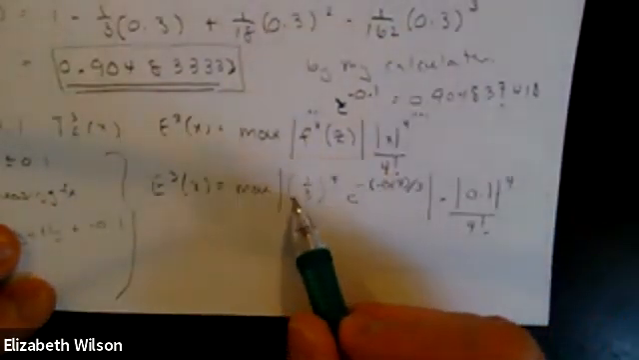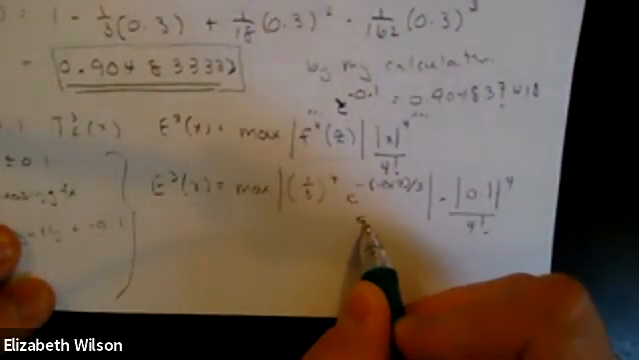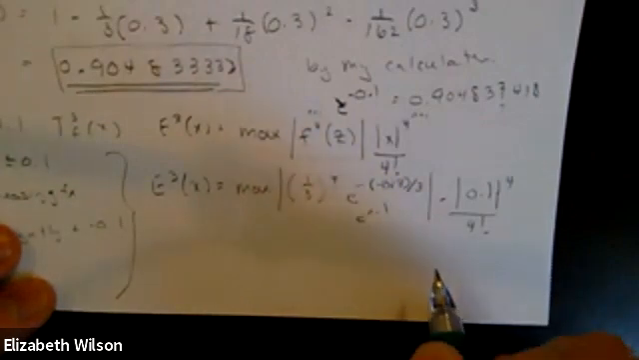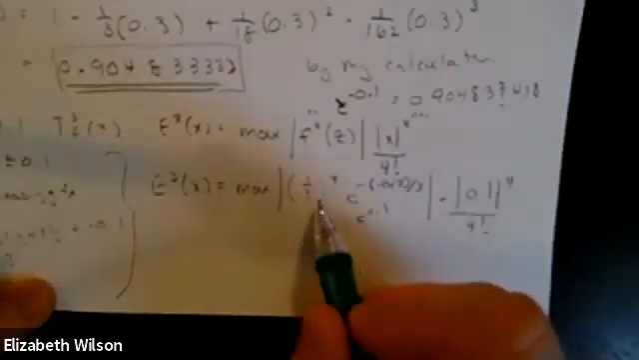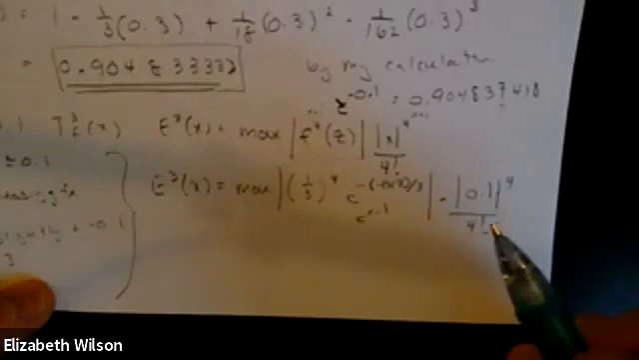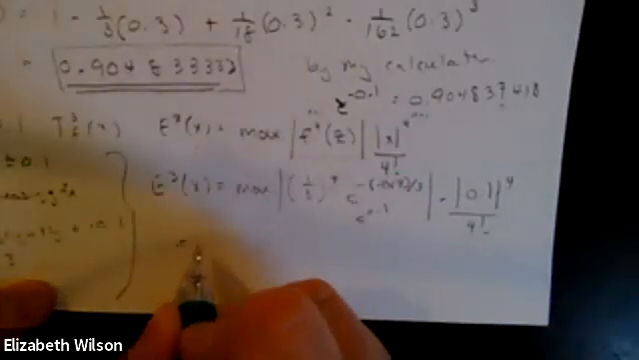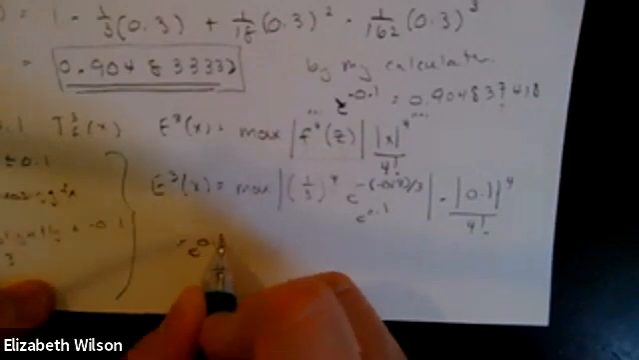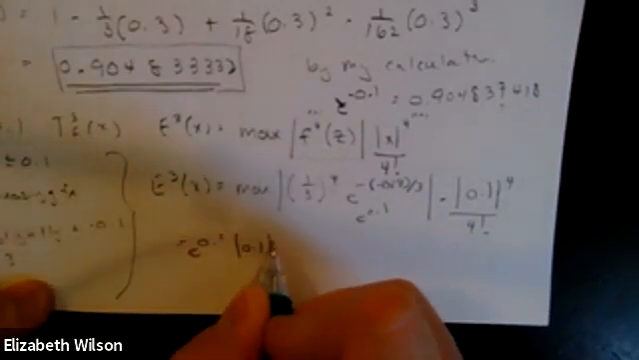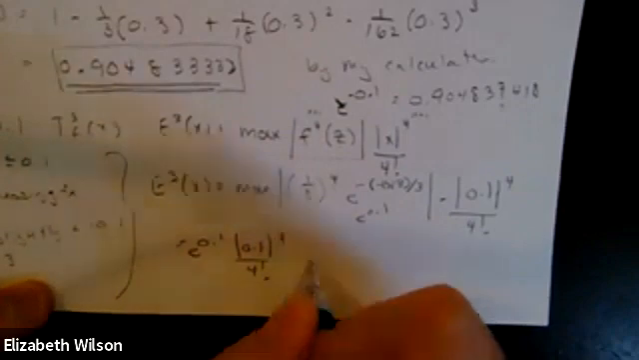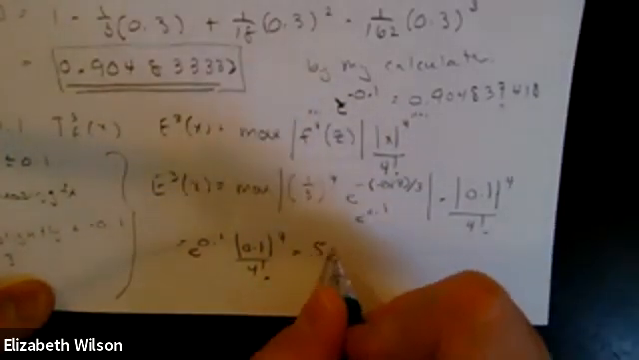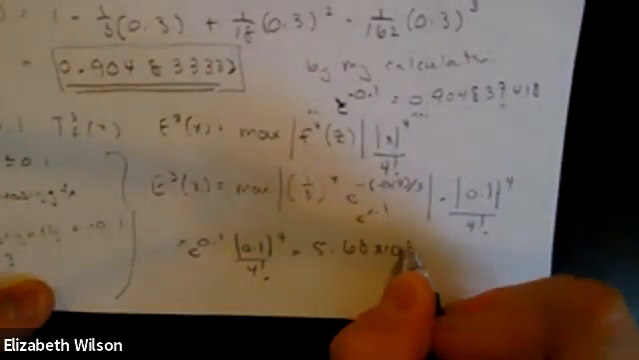When I multiply this out, this gives me e to the 0.1 times 1/3 to the 4th. Remember, it's absolute value, so that negative 1 to the 4th power goes away, so we don't have to worry about that. So this is equal to e to the 0.1 times 0.1 to the 4th all over 4 factorial. And that gives me an error of 5.68 times 10 to the minus 8.